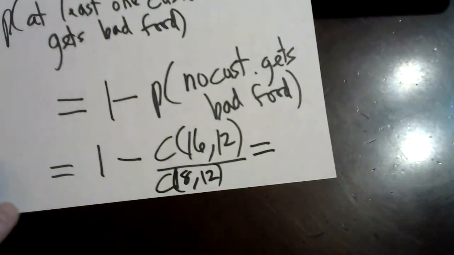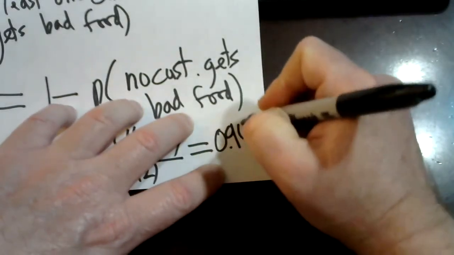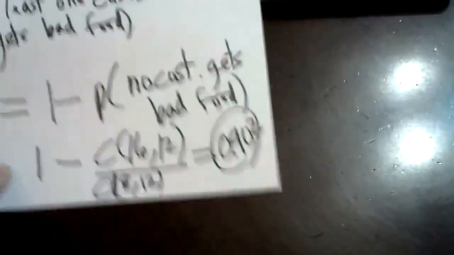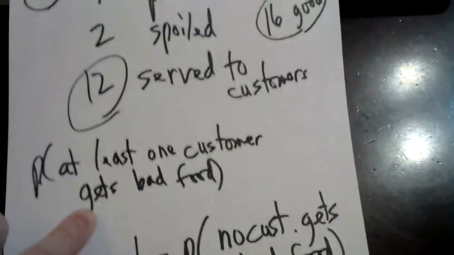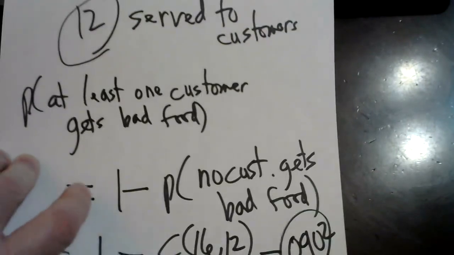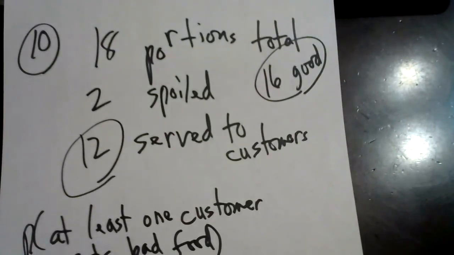So let's plug all that into a calculator. And I get 0.902. So it's pretty likely at least one customer got bad food. So we're 90% sure we're going to get a complaint there. But that's enough for that video.